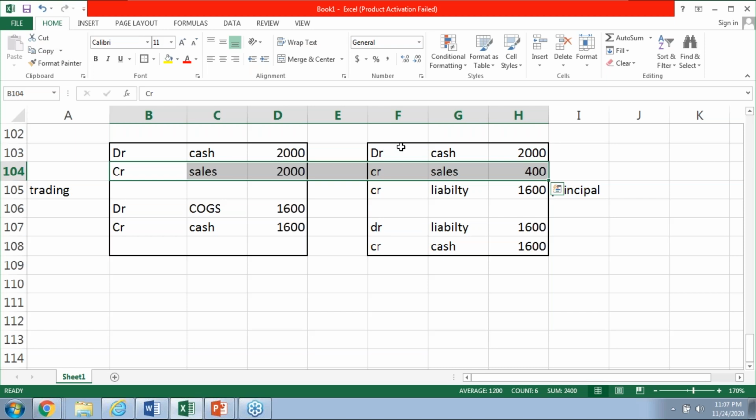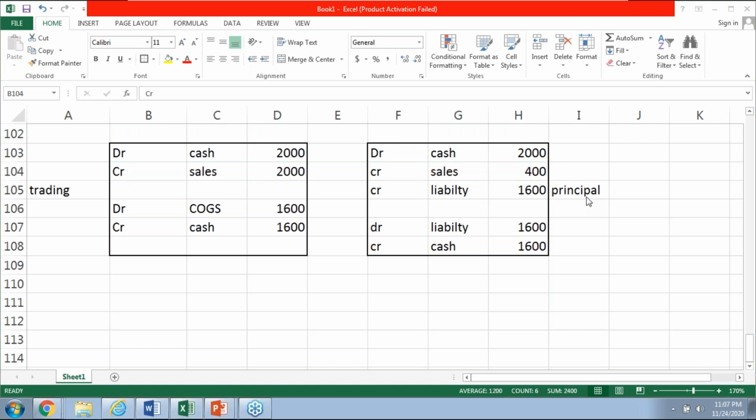So what will be the adjusting entry? Can you make the adjusting entry for this transaction? Very good. Debit sales by 1600, crediting cost of goods sold by 1600. Very right. Sales should be debited by 1600 and cost of goods sold should be credited by 1600. Perfect.